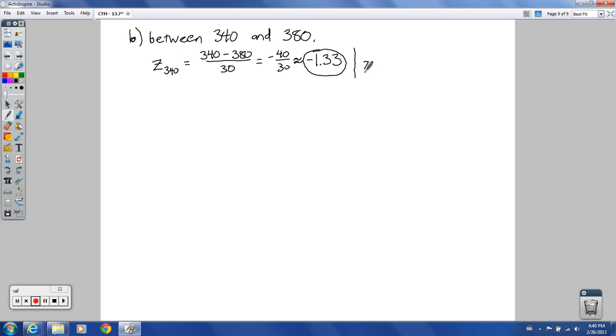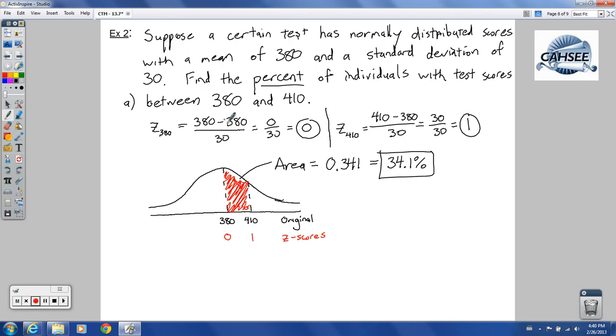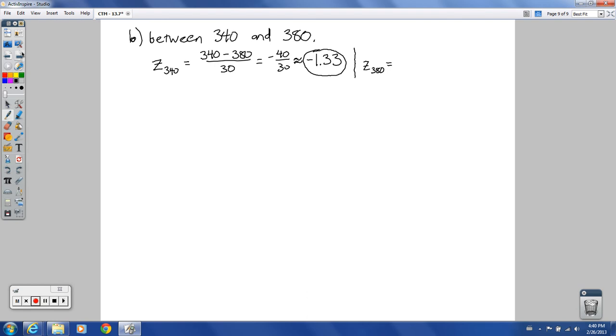We still need z of 380, but we already know what that was from part A. We already figured that out, so I see no need to rewrite the same numbers again. I'm just going to say it's 0. I already know that from part A. So write down from part A.